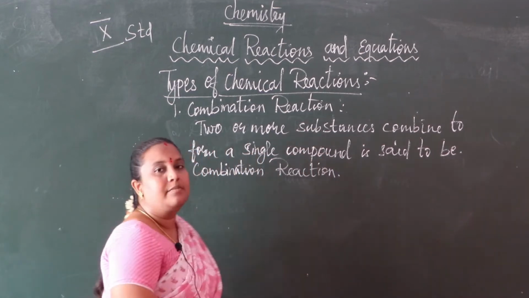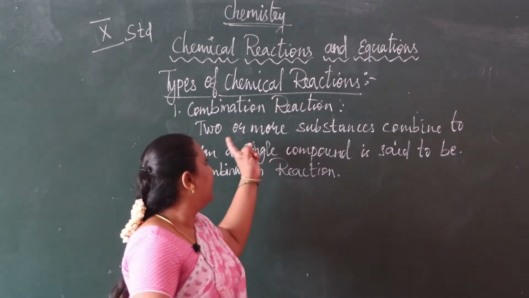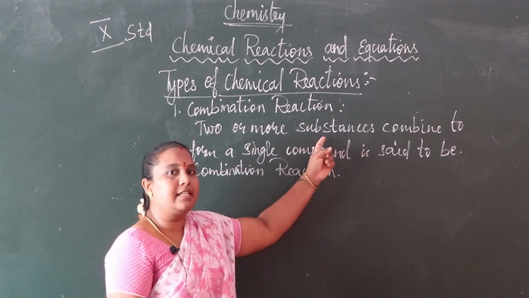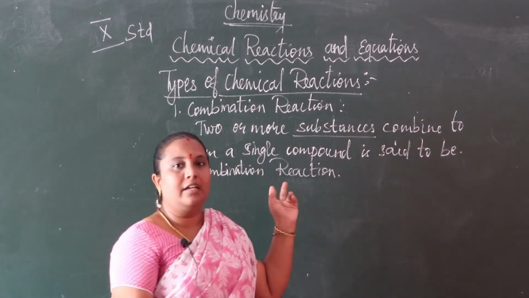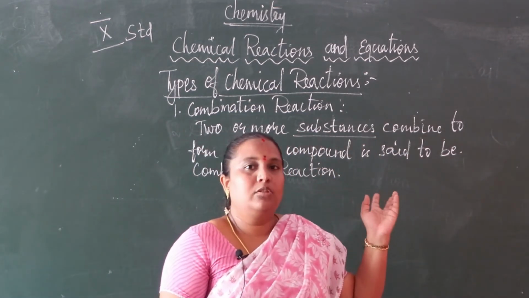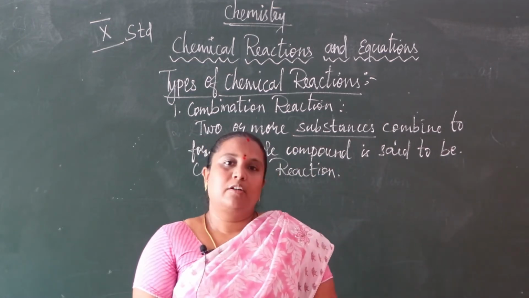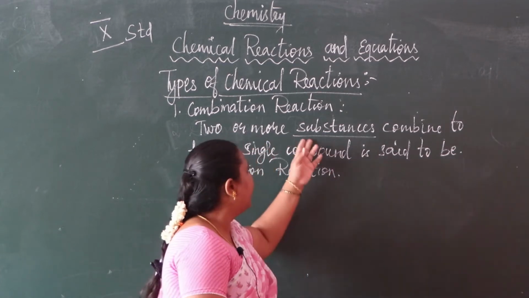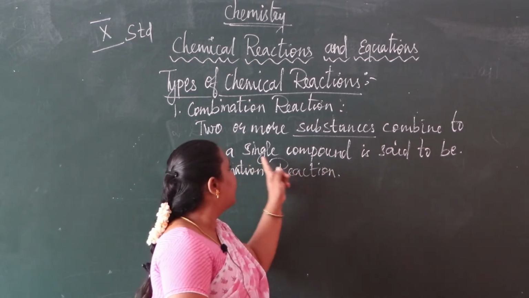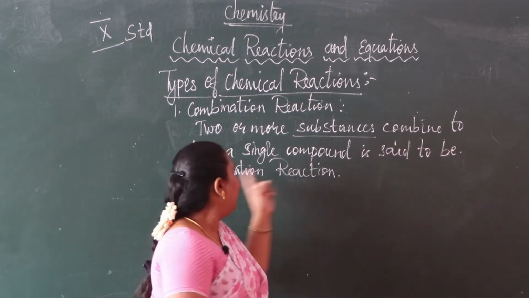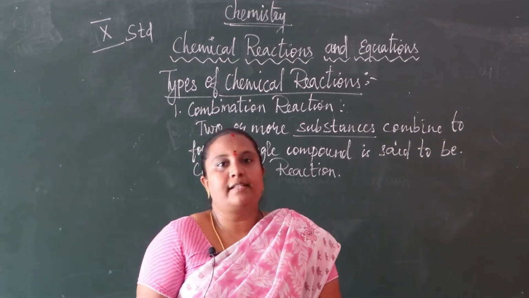Understood, children? What is meant by a combination reaction? Two or more substances, that is, elements or compounds, combine to form a single compound. We can take the word substances. Two or more substances combine to form a single compound is said to be a combination reaction. Understood? So we should take one example.